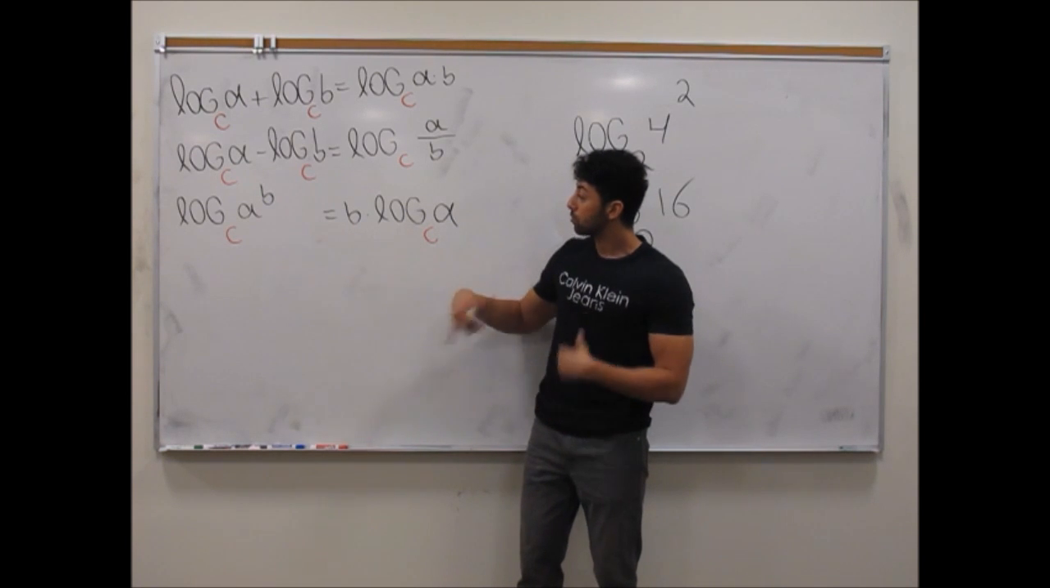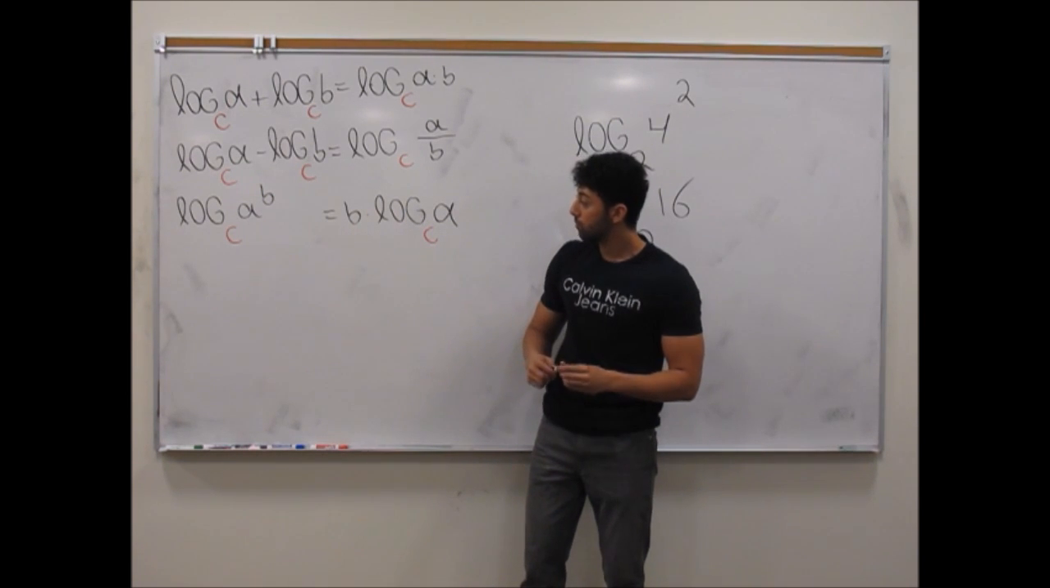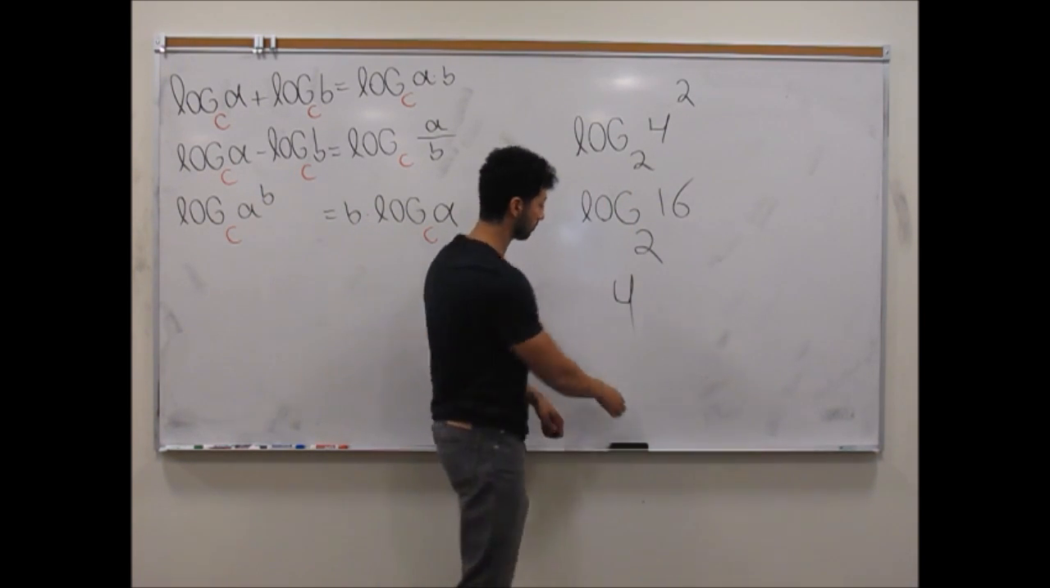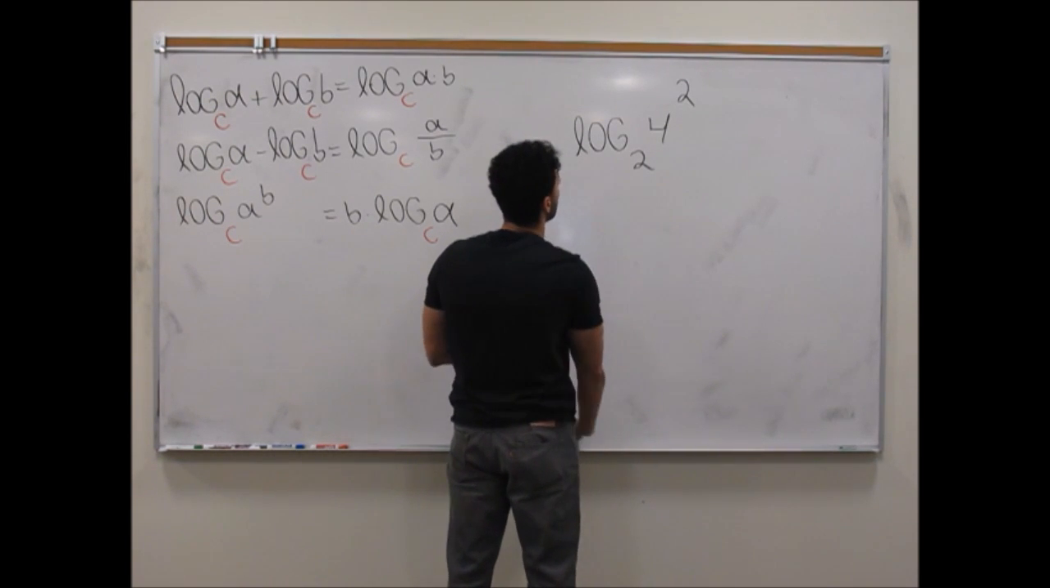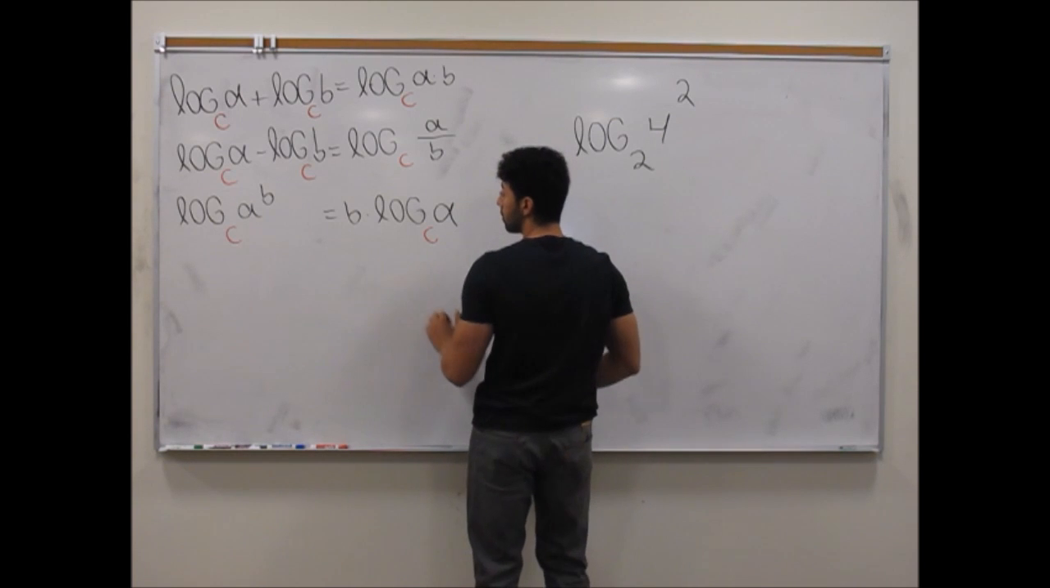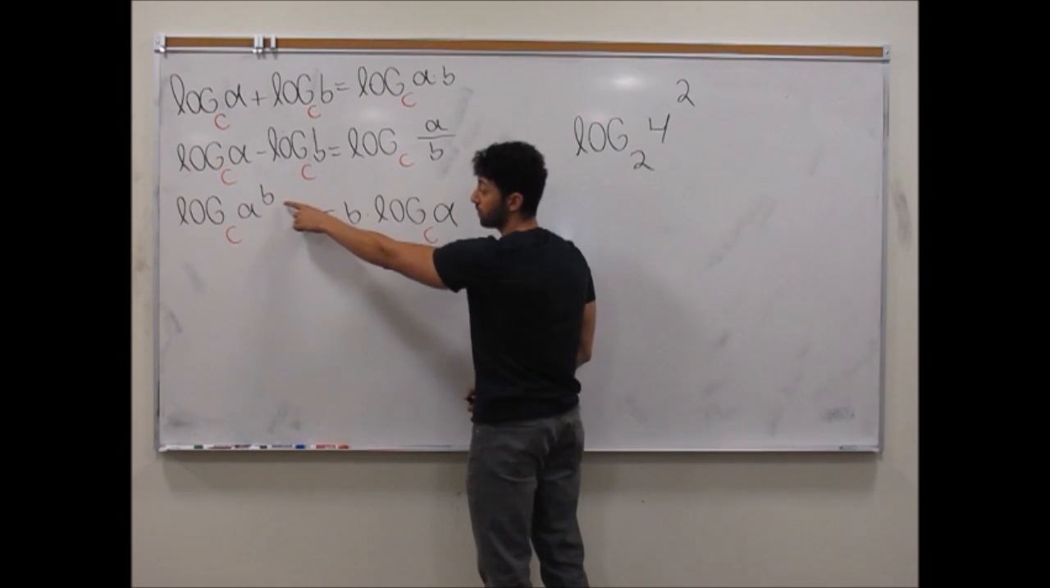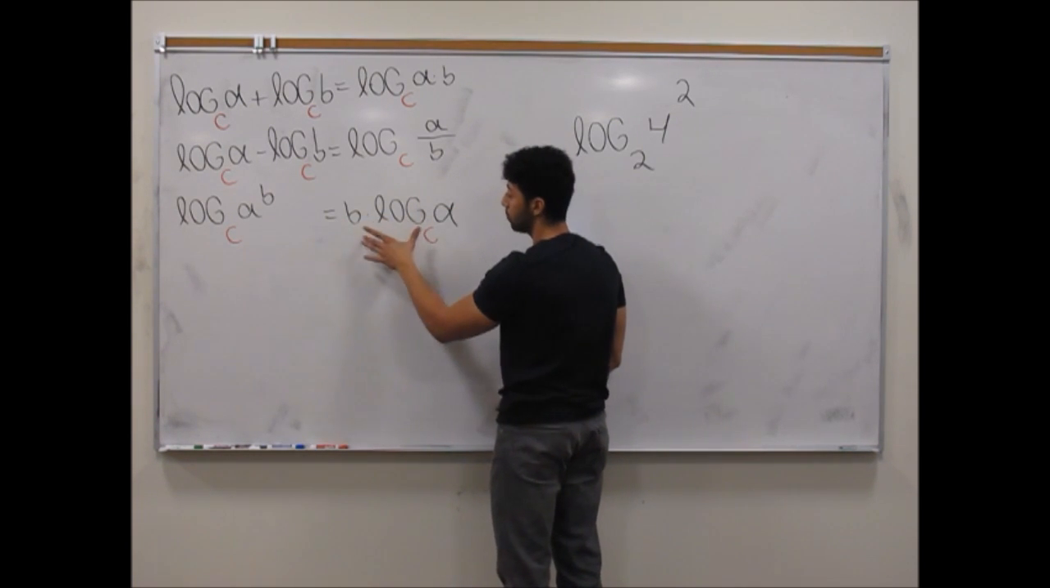But let's say we want to incorporate this third log property to see if we get 4 again. What this third log property is telling us is if we have an exponent, we can bring it back and multiply it.